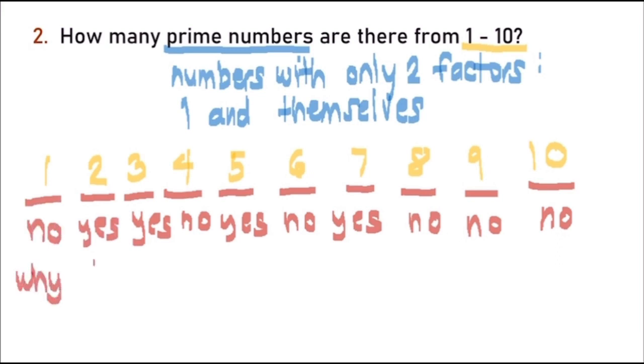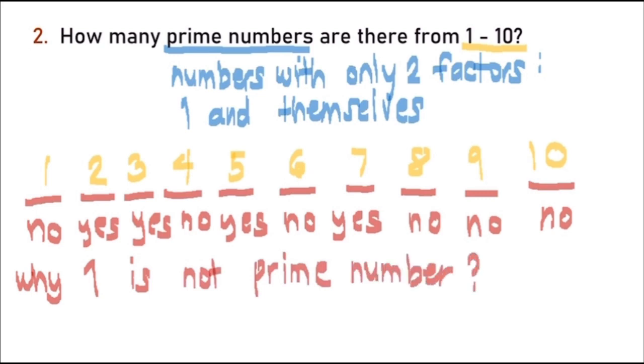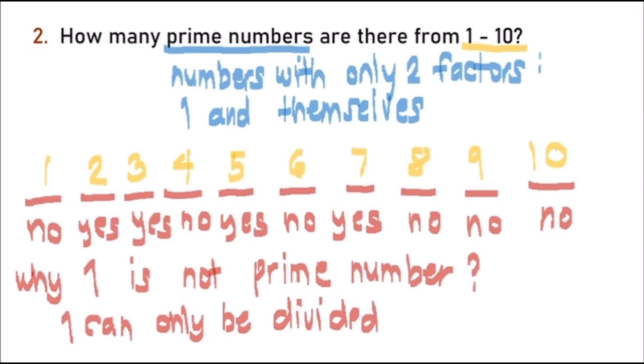So, bakit 1 is not a prime number? Napaisip tayo, 'di ba? Bakit naman ang 1 hindi prime number? Kasi 1 can only be divided by itself. And 'di ba, ang definition naman natin ng prime number is any number that is greater than 1 and is not a product of two smaller numbers.